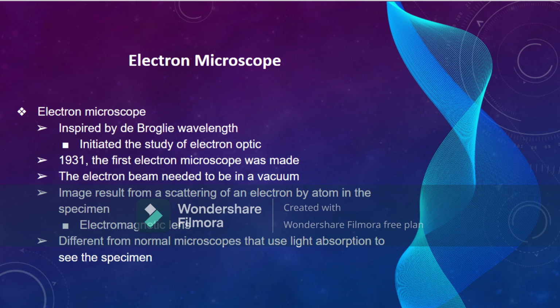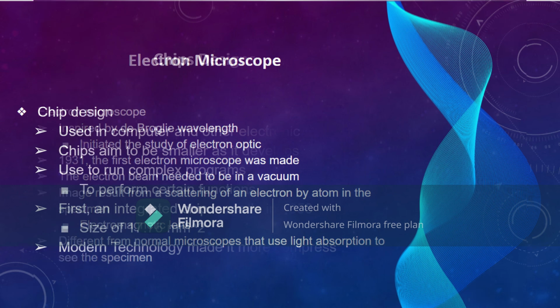The electron beam needs to be aimed in a vacuum for the electromagnetic lens to detect the image from it. The image results from the scattering of electrons by atoms in the specimen. It is different from a normal microscope that uses light absorption to see the specimen.